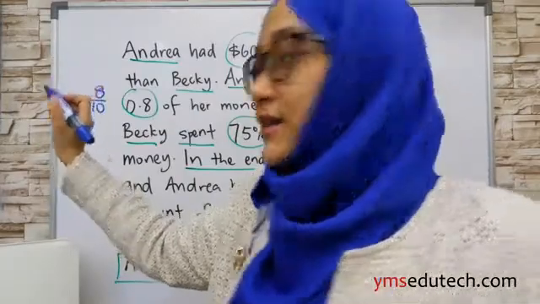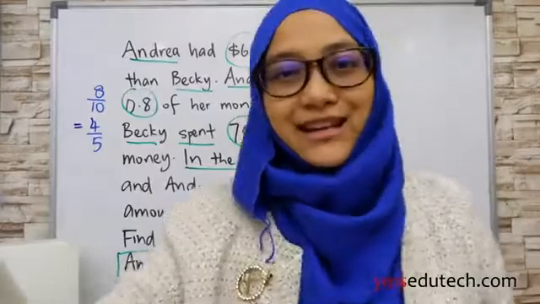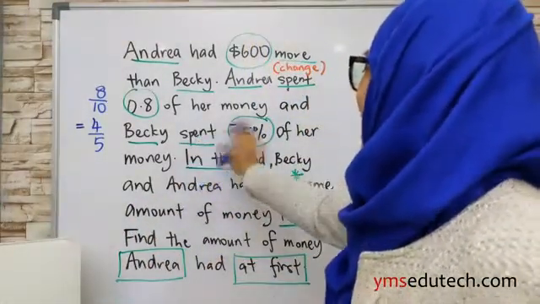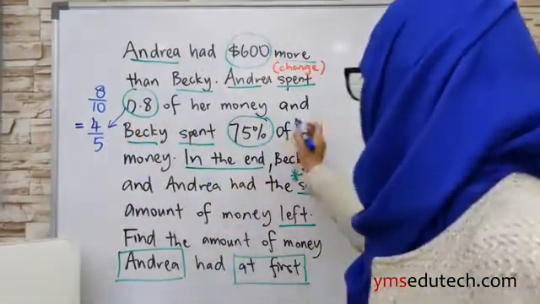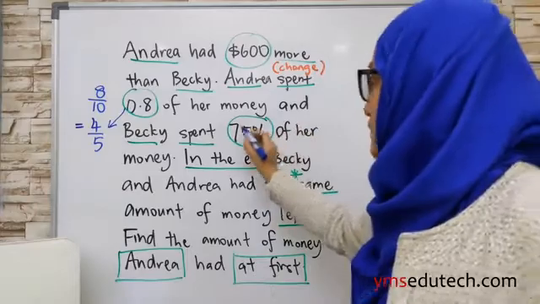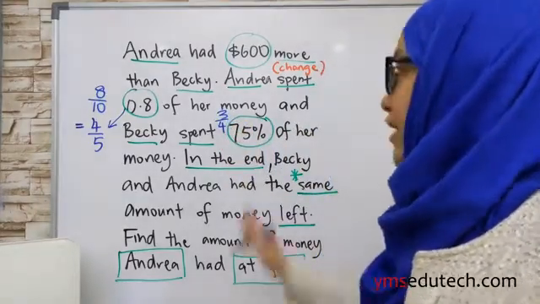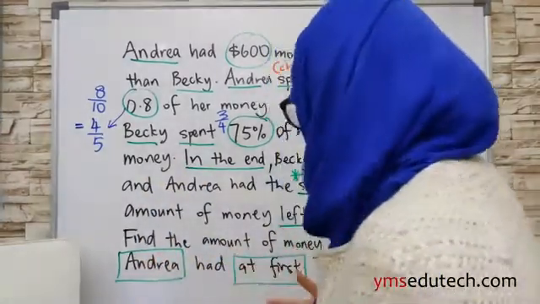8 out of 10? 4 out of 5, thank you. Okay, I have my daughter here as a viewer, so she helped me to answer this. Okay, and Becky spent 75%. So 75% change to fraction, what do we get? 3 out of 4, thank you. So we have changed our decimal and percentage into fraction. Right, so now we can start.